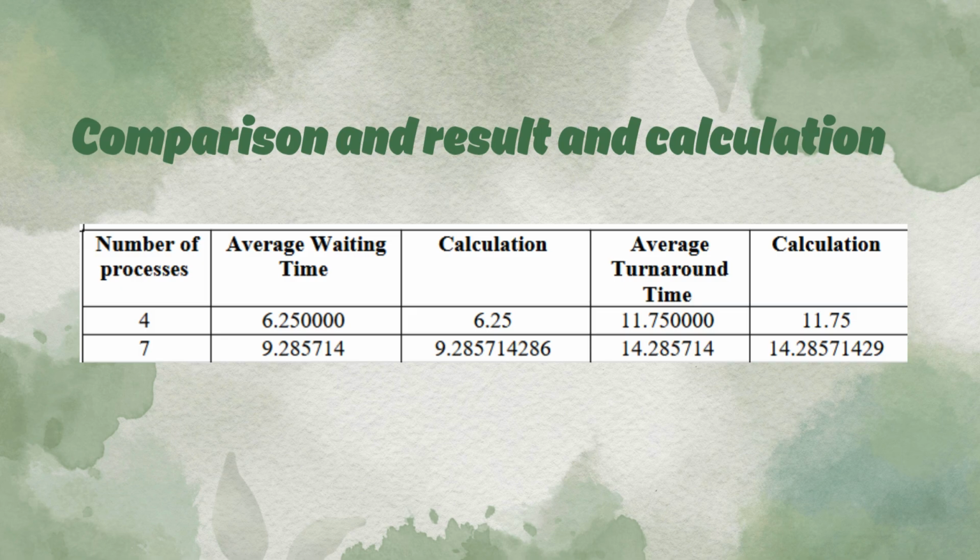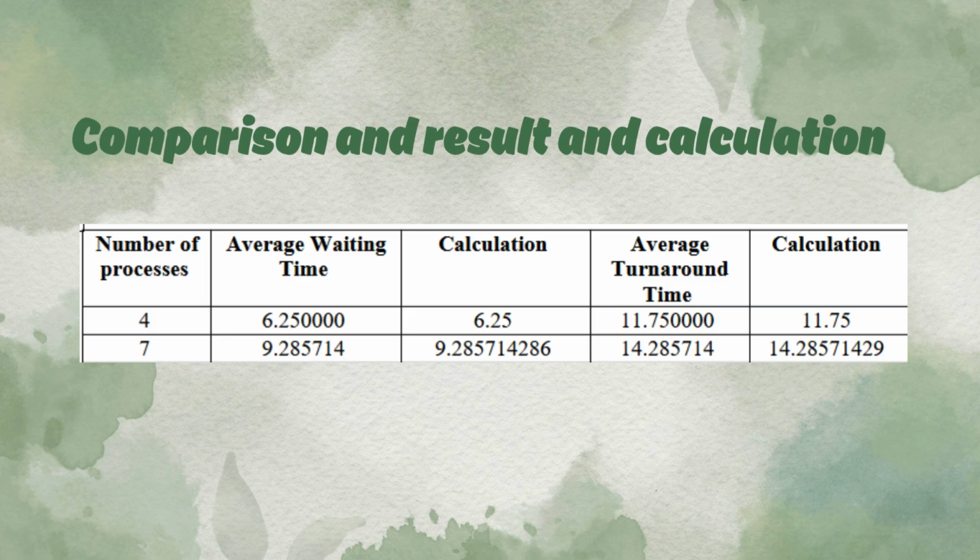For the number of process 4, we have average waiting time 6.25 from the theory, and from the calculation we get 6.25. For the theory average turnaround time we have 11.75000, and from the calculation we get the same answer, which is 11.75.